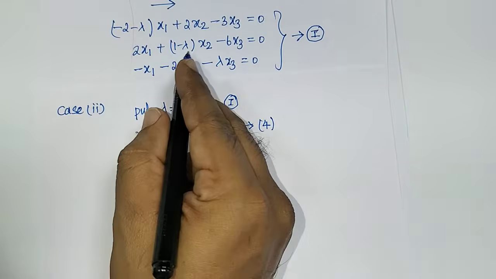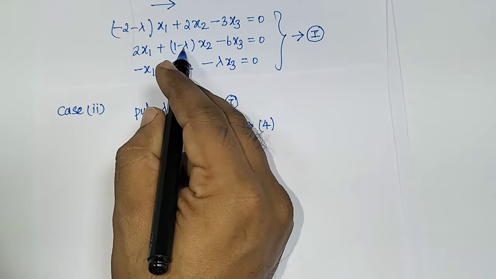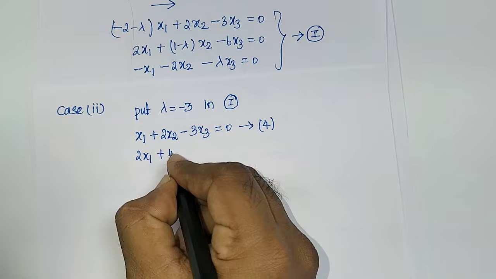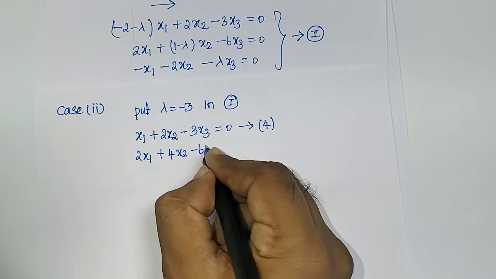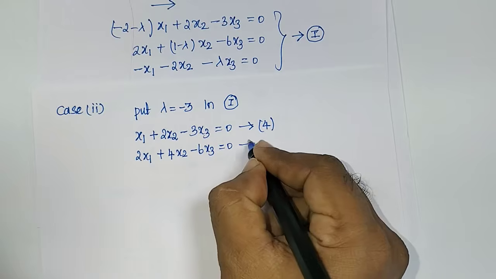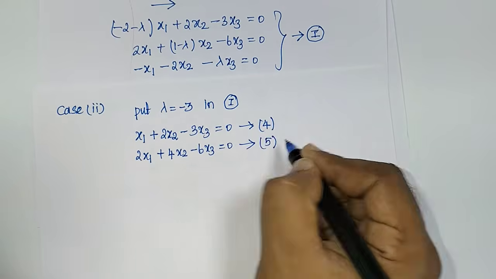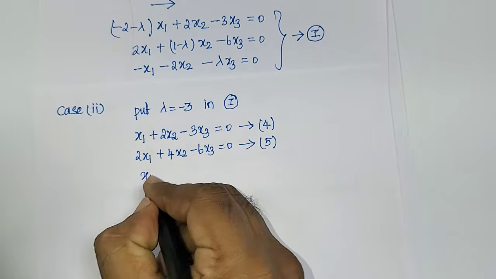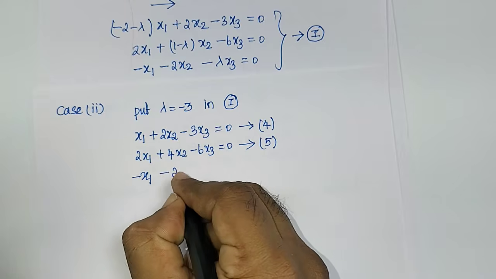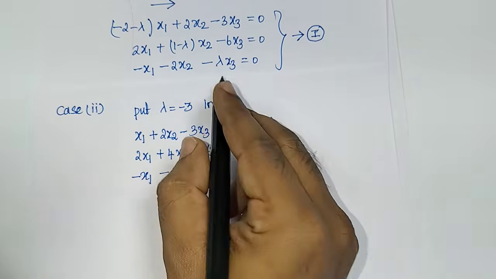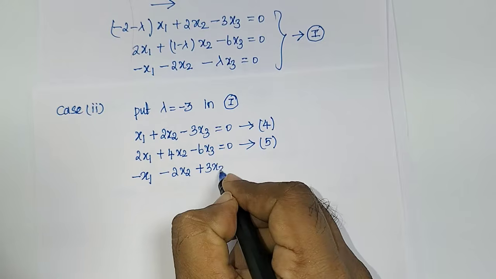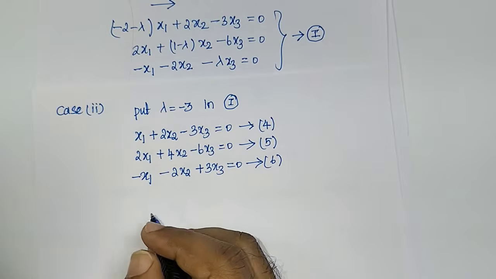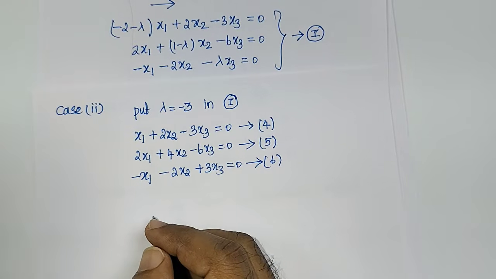Next, in the second equation I am going to substitute lambda equal to minus 3. I will get 2x1 plus 4x2 minus 6x3 equal to 0, which is the fifth equation. In the third one I substitute lambda equal to minus 3. So I will get minus x1 minus 2x2 plus 3x3 equal to 0, which is equation number 6. After that usually we apply the cross rule method, right?